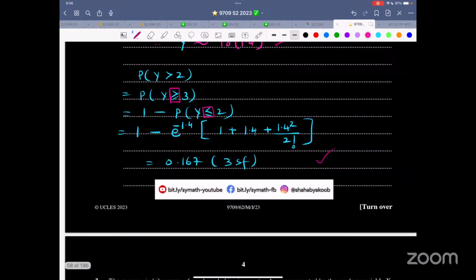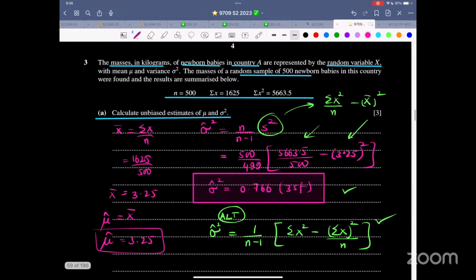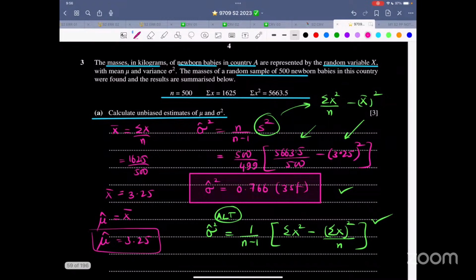So now this is a good question. Question number 3. This is about the basic thing. The masses in kilogram of newborn babies in country A are represented by the random variable X with mean mu and variance sigma square. The masses of a random sample of 500 newborn babies in this country were found and the results are summarized. n is given, sigma x is given, sigma x square is given. Calculate unbiased estimate of mu and sigma square.